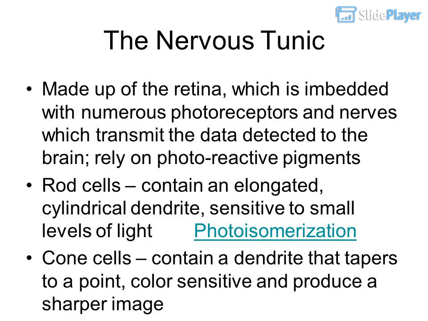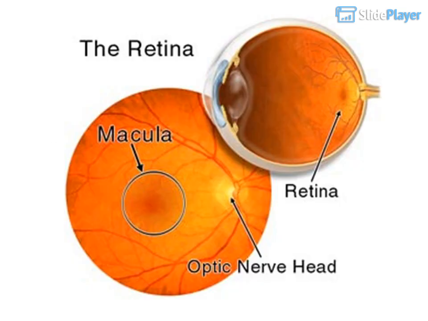The Nervous Tunic. Made up of the retina, which is embedded with numerous photoreceptors and nerves which transmit the data detected to the brain, and rely on photoreactive pigments. Rod cells contain an elongated, cylindrical dendrite, and are sensitive to small levels of light, using photoisomerization. Cone cells contain a dendrite that tapers to a point, are color sensitive, and produce a sharper image. Rods and cones.